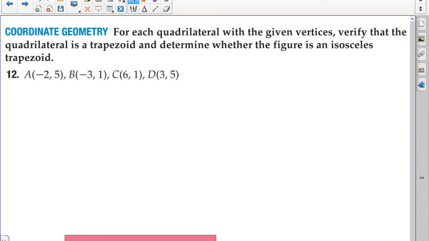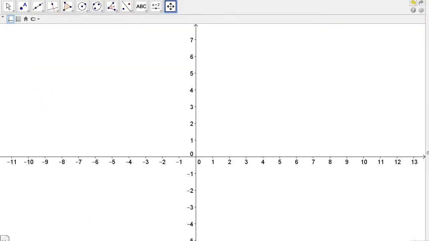Okay. Now you'll need to do this first for any of them. You'll have to graph it to take a look at the points. Like I said, I'm going to cheat because I'm just going to graph it on the computer here instead of graphing it on paper. So point A is going to equal -2, 5. Okay. Point B is going to equal -3, 1. Point C is going to equal 6, 1.